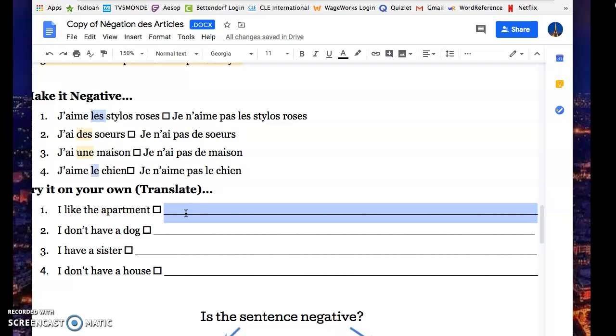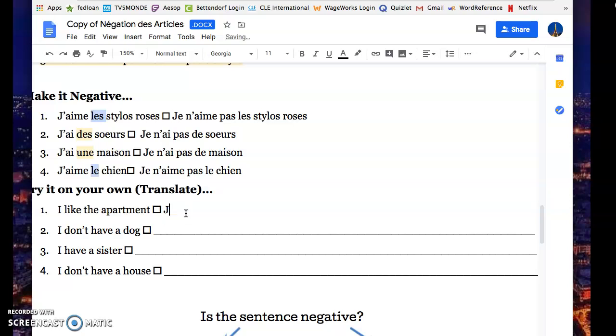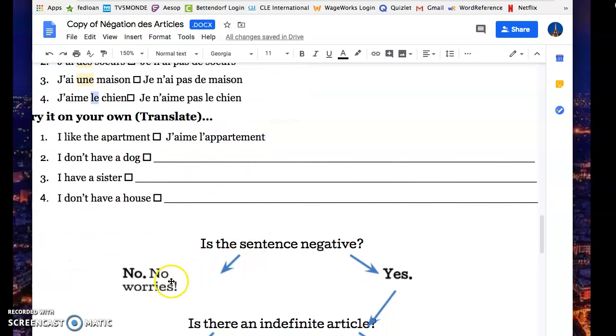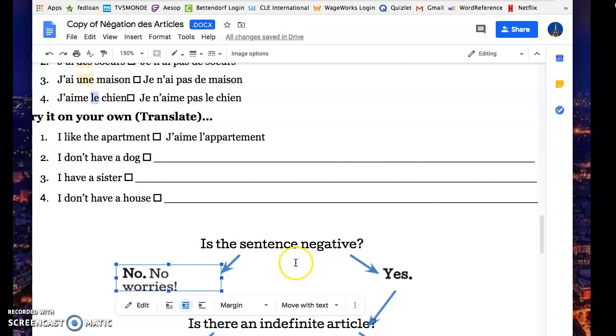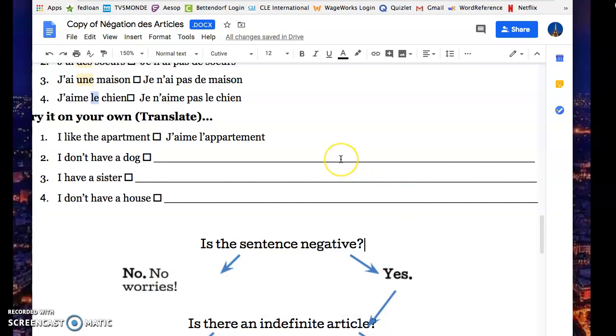All right, so I like the apartment, number 1. We're going to translate I like, which is j'aime. Those of us who took this in 7th grade should remember that. The apartment is going to be l'appartement. We don't have to do anything weird here because if we go back to our flow chart, the sentence is not even negative. So we're fine.